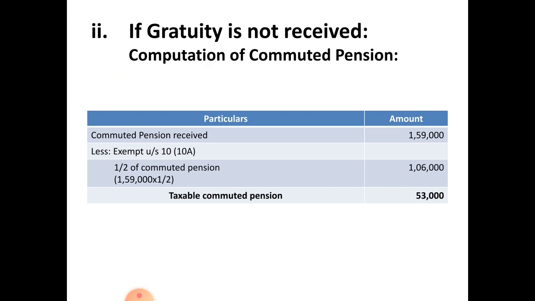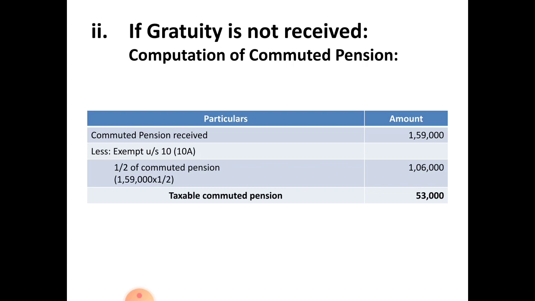If you consider him not receiving gratuity, then the computation is as follows. Commuted pension received 1,59,000, from that deduct half of the full value of commuted pension, that is 2,12,000 into 1 by 2, that is 1,06,000. When you deduct this amount from commuted pension received, you get taxable commuted pension as 53,000.